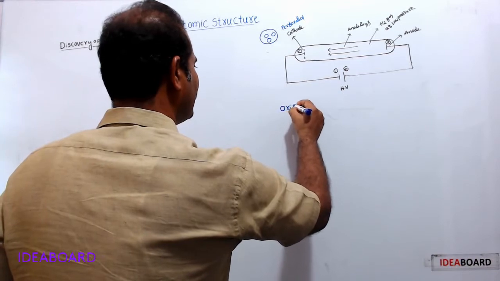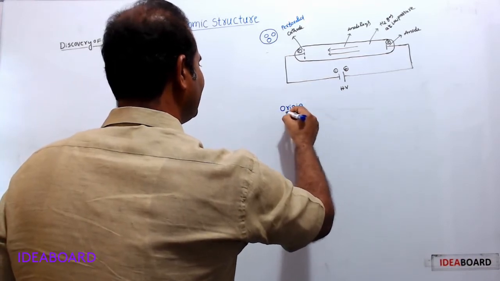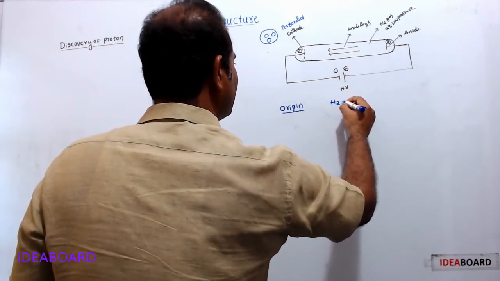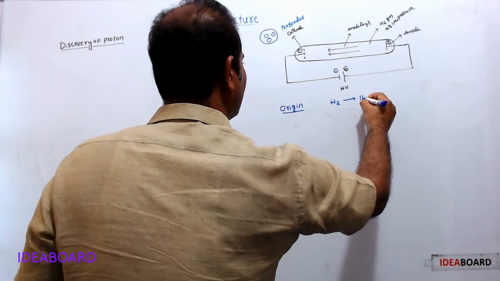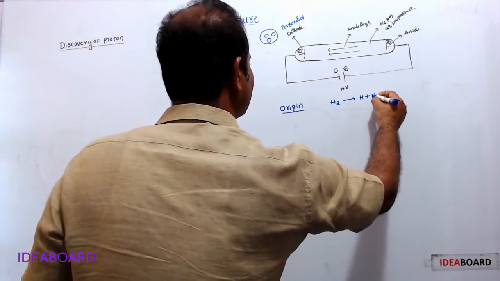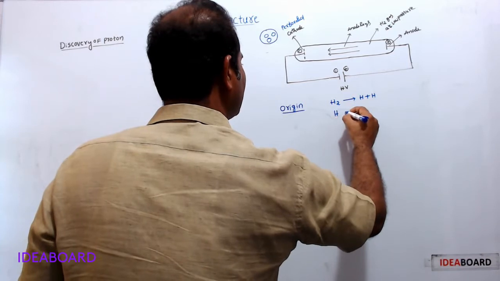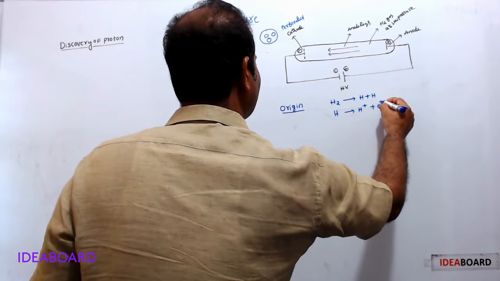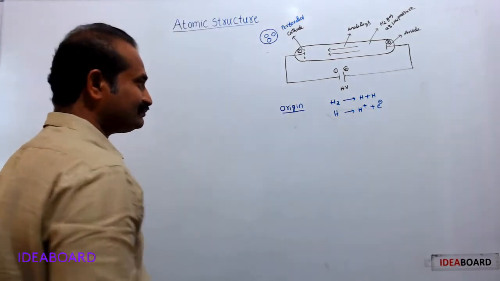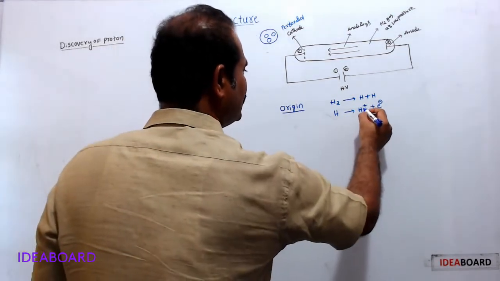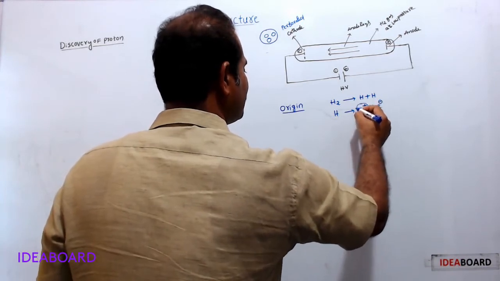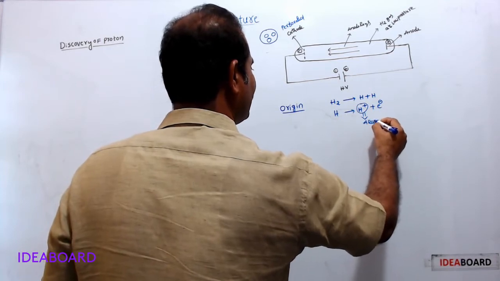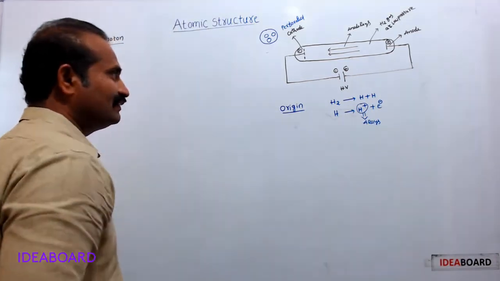Origin of anode rays. H2 gas breaks down into hydrogen atoms. Later, this ionizes into H+ and an electron. So these positively charged ions, H+ ions, are the anode rays.